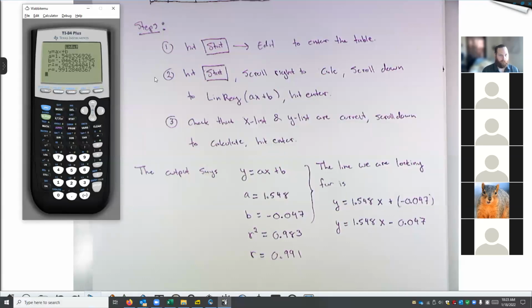Really quickly, if I hit y equals here and throw that in, 1.548, and then again this button up here for x, minus. I'm subtracting now, so I use the minus rather than the negative button, 0.047. You can see your line. And my window settings are still what they were before. I'll change this back to the standard ones.